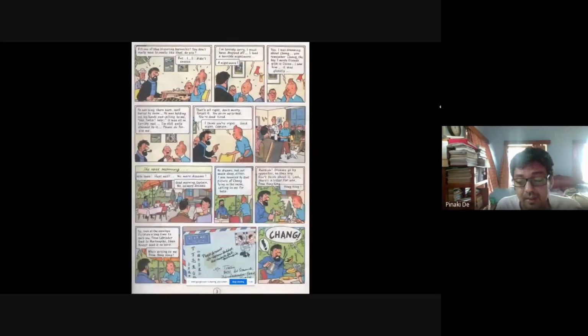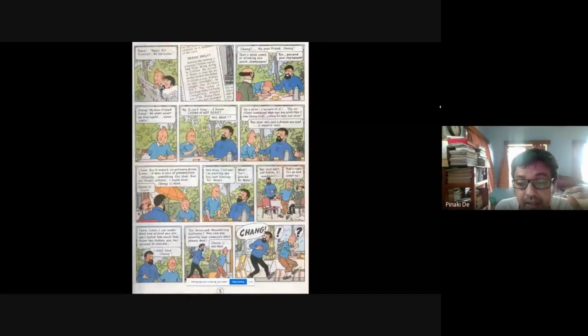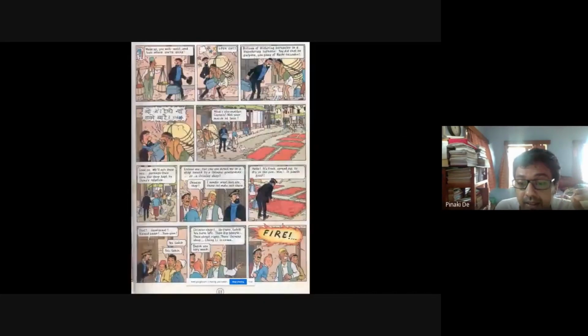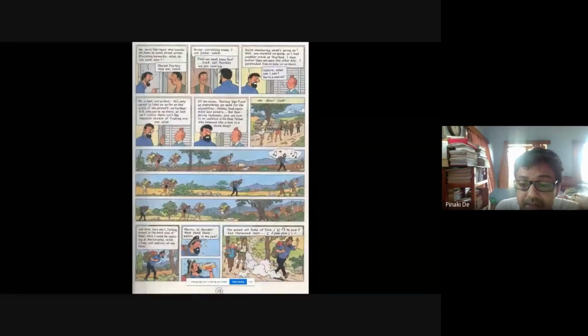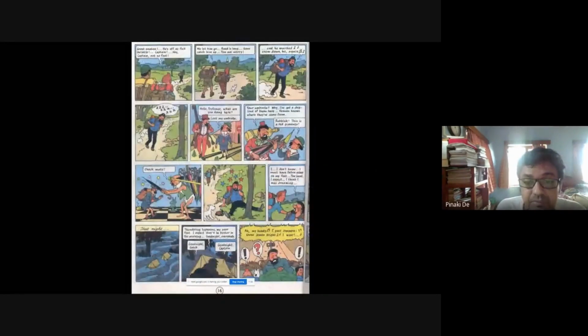But if you look at the dreams of Captain Haddock, for example, later, that is not so easy. Captain's dream. So, for example, if you can see Captain's dream here, this is a non sequitur paneling.